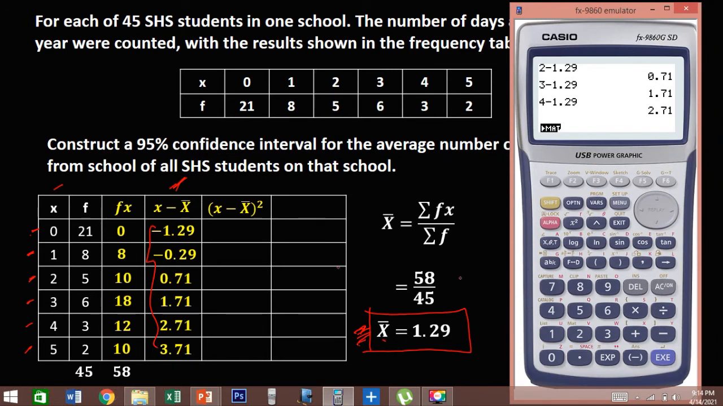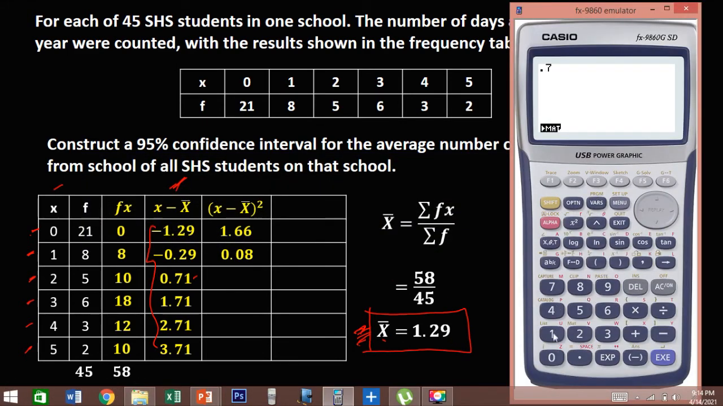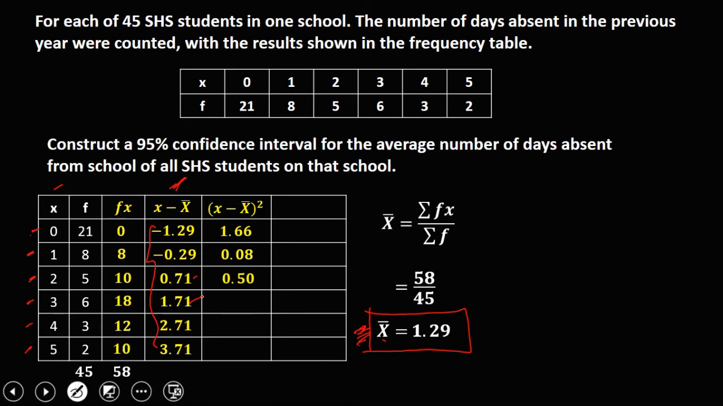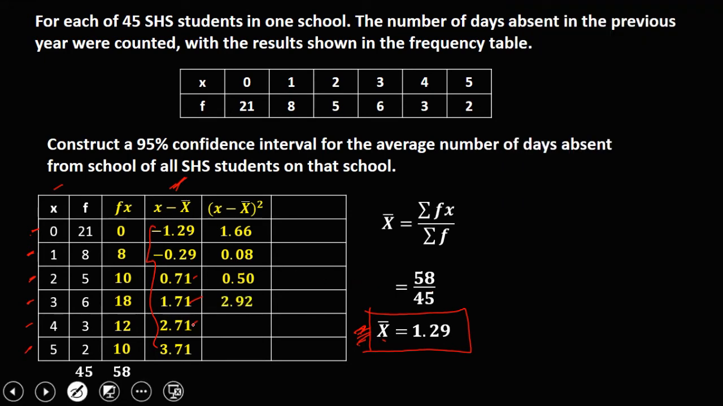When squaring negative numbers, you need to put them inside parentheses. So we have negative 1.29 squared. That's 1.66. Then negative 0.29 squared, it's 0.08. Then 0.71 squared, that's 0.50. 1.71 squared, that's 2.92.